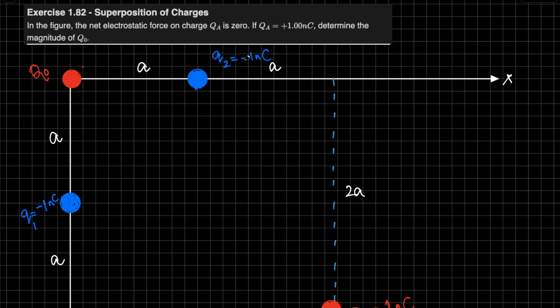Exercise 1.82, superposition of charges. In the figure, the net electrostatic force on charge QA is 0. If QA equals plus 1 nanocoulomb, determine the magnitude of Q0.